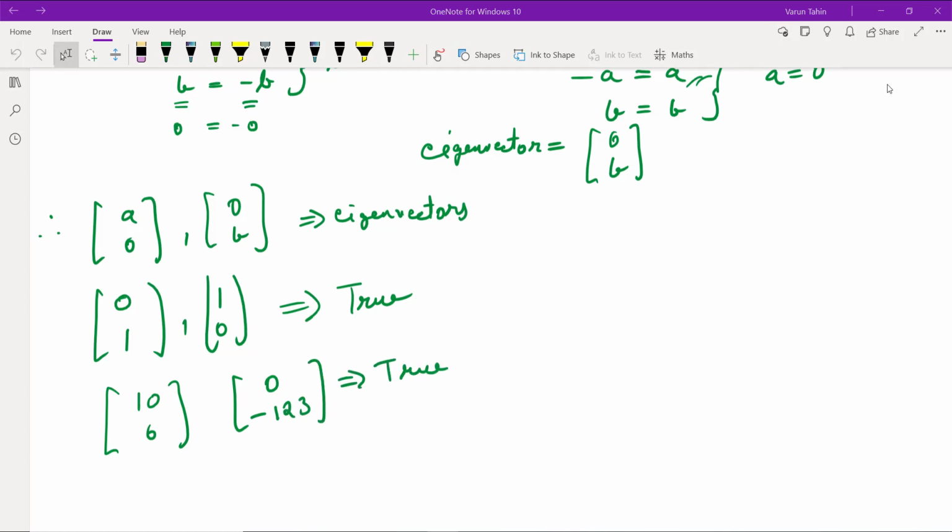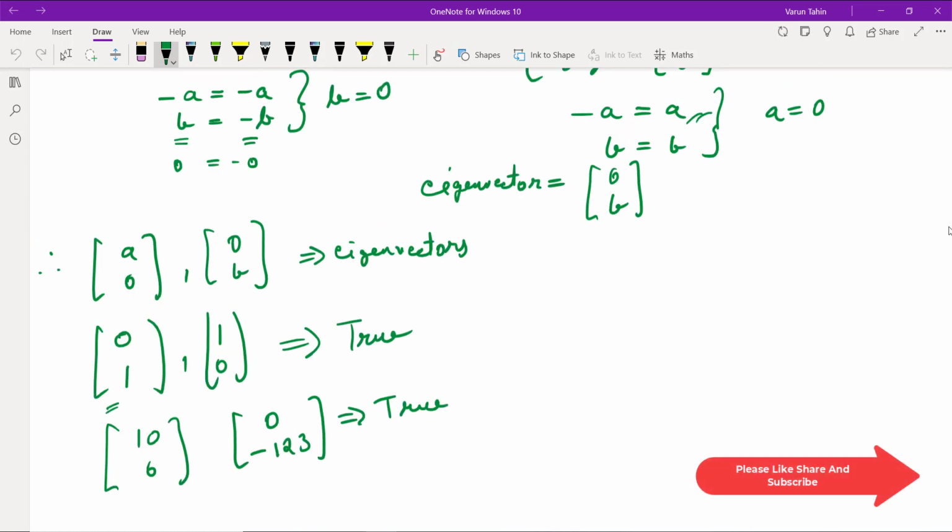Now why have we said that a and b can take any values? It is because in this case all the vectors on the y-axis are eigenvectors with the eigenvalue 1, and in this case all the vectors on the x-axis are eigenvectors with the eigenvalue -1.